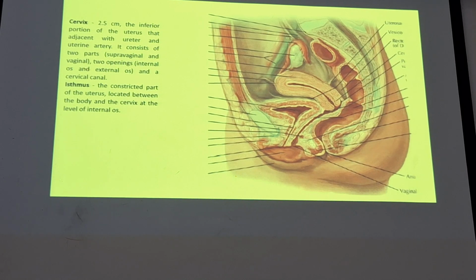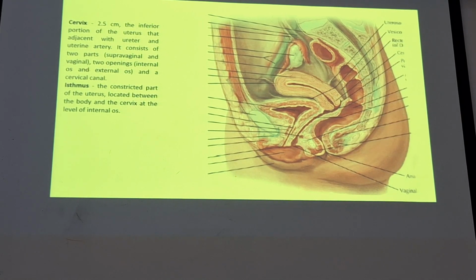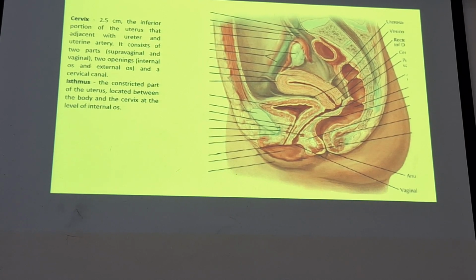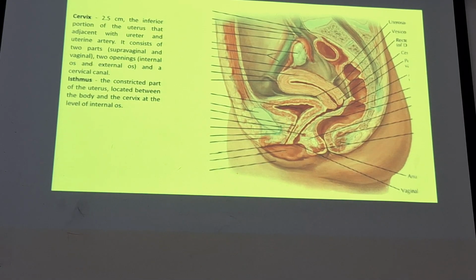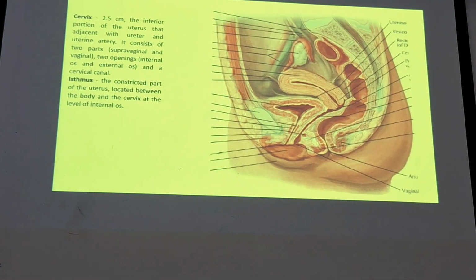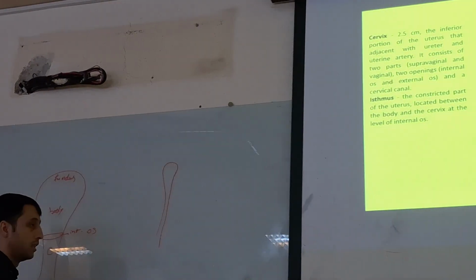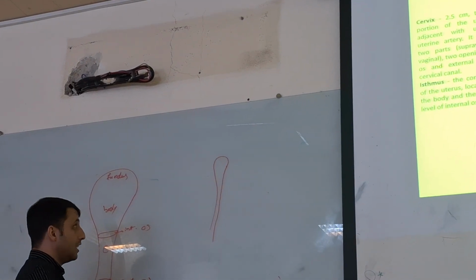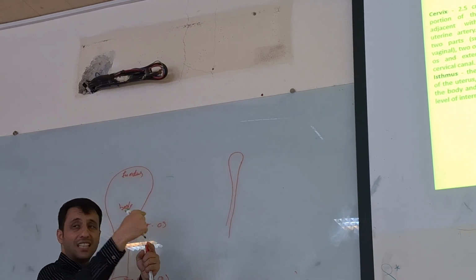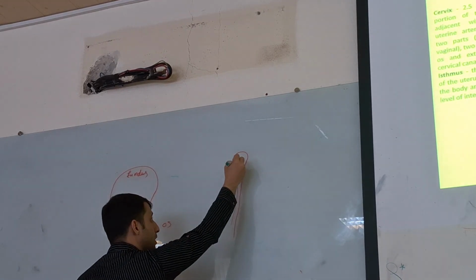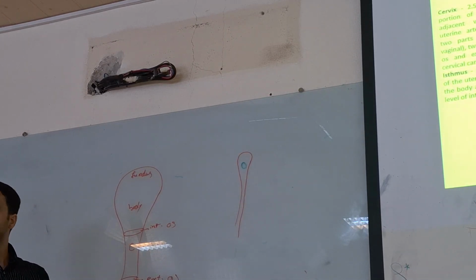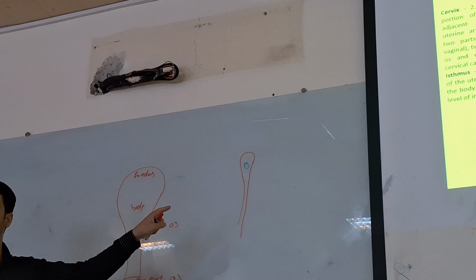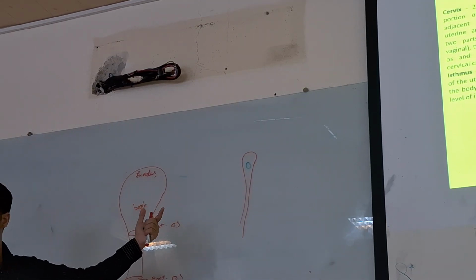The lateral border. If I want to show the lateral border of the body, I say that at the site of attaching the body to the fundus, here I have a foramen. This is the site of attaching which part? In the lateral border.